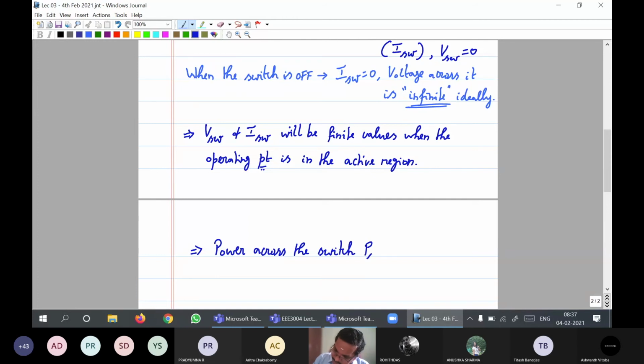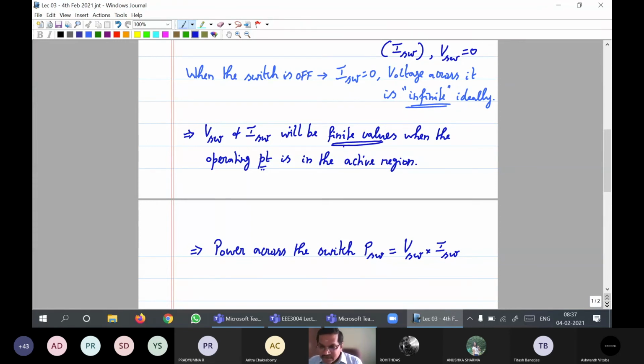I will indicate this as PSW. What will be PSW? Power across the switch. How can you find out? VSW into ISW. It won't be zero because VSW and ISW are finite. Therefore, power across the switch will not be zero.